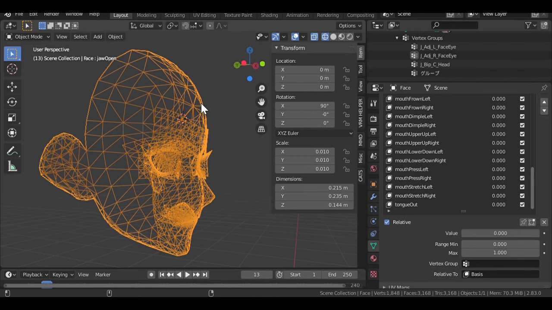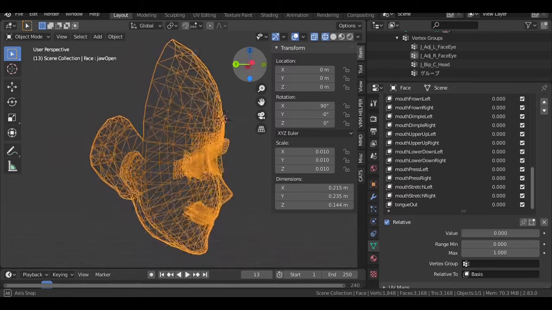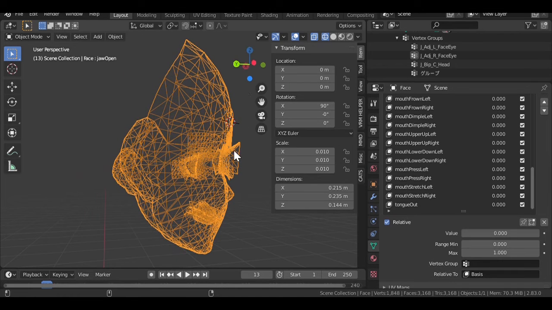You may also notice, if you look side on, that this part of the mesh here sticks out a bit. This is actually where the eyelashes are, and that's what makes the eyelashes stick out from the face. And we've got the ears and so forth.